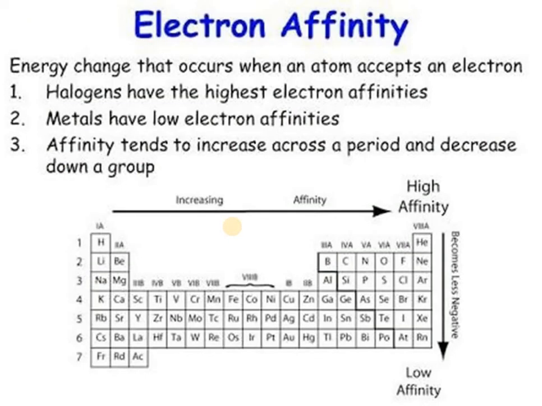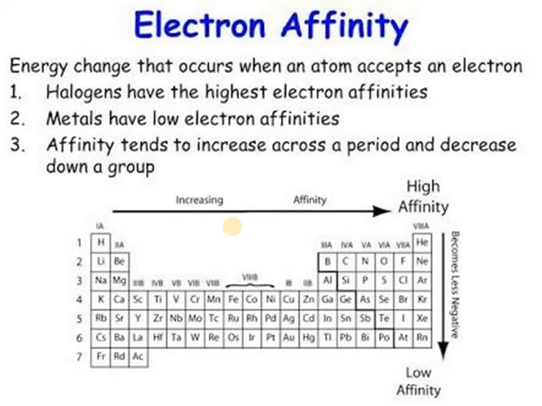So similarly, electron affinity, halogens have the highest electron affinity. If you go from left to right, electron affinity is increasing. Similarly, metals are having low electron affinity. Down the group, metallic character is increasing, so therefore electron affinity value is decreasing. And this is the trend.